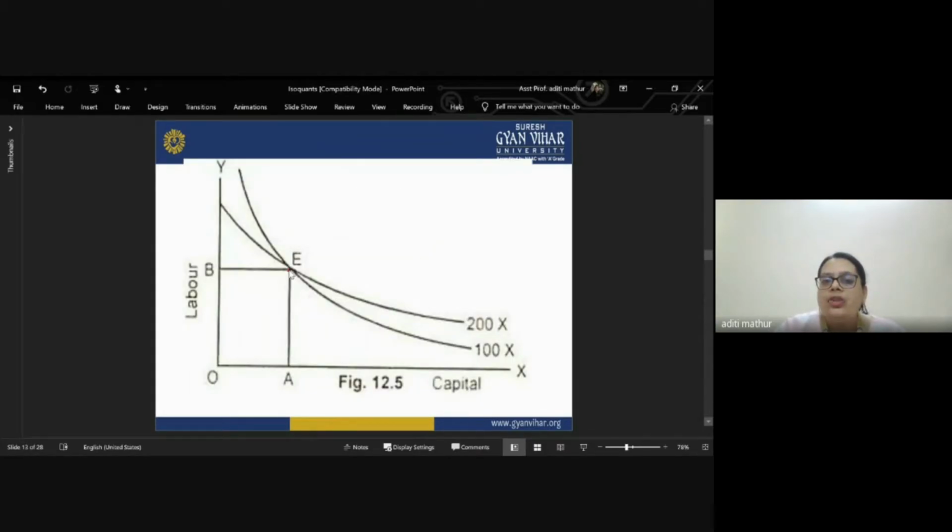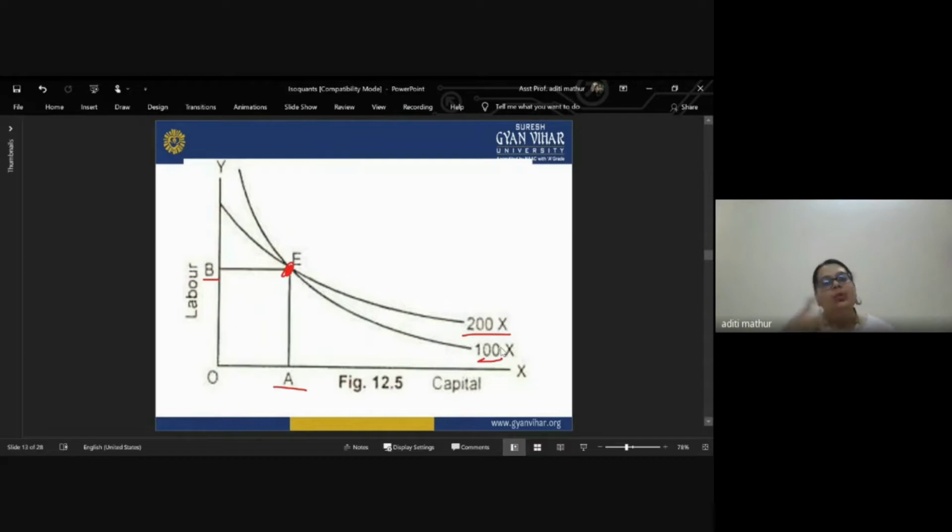You see? So if this point E exists, it says that this is the ratio of B and A where we can produce 200 units of output and 100 units of output both. So that means if I have B number of labor and A number of capital, I can produce both 200 units and 100 units, which is not practically possible.